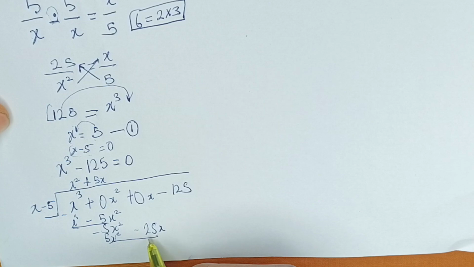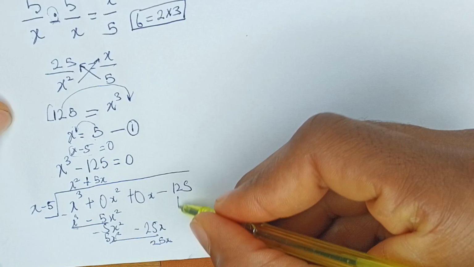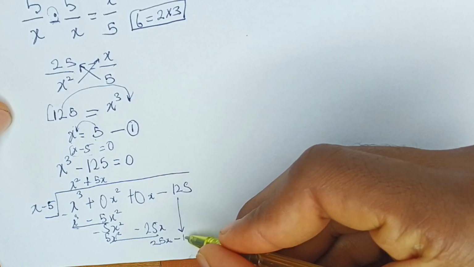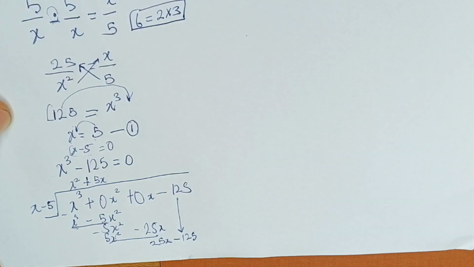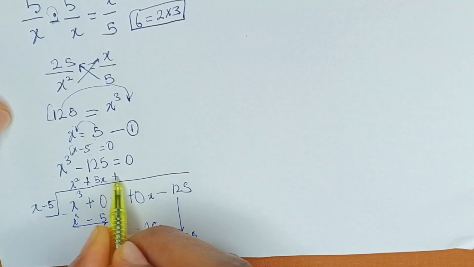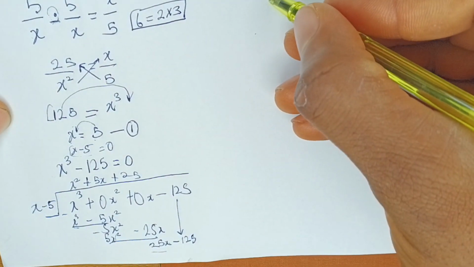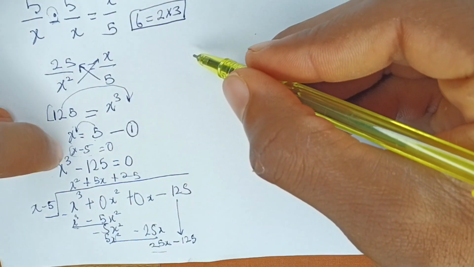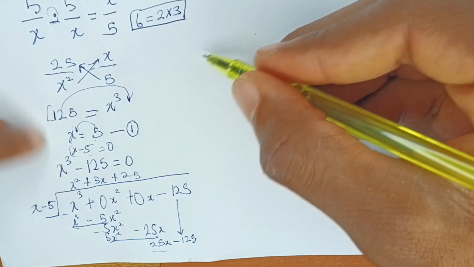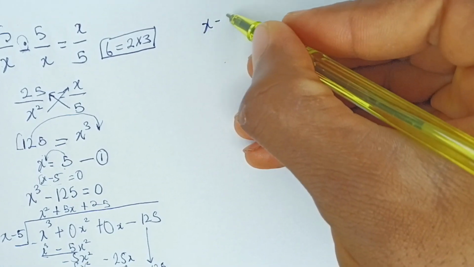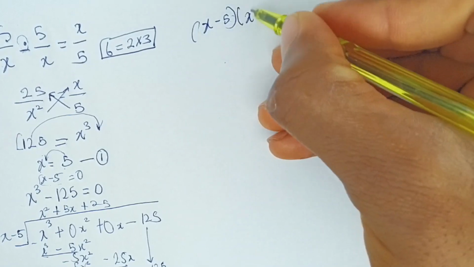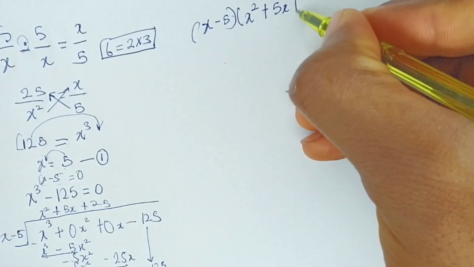Again, subtracting, I have positive 25x. And then remember that I have negative 125, so I can easily bring it down here. This makes my work easier. So 25x into this is 25, so I have plus 25. And then 25 times this will also give me this. So you can see that this division has ended. The good news now is that we have our second factor. So we can just replace this equation, which is x cubed minus 125, with x minus 5 times x squared plus 5x plus 25.